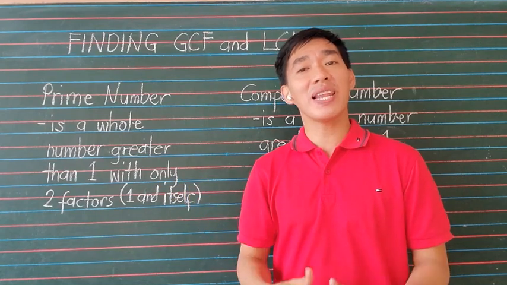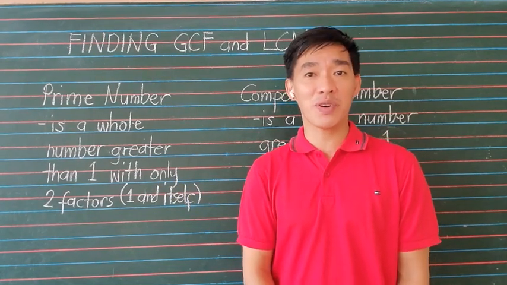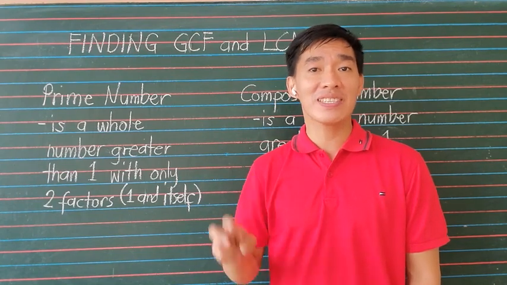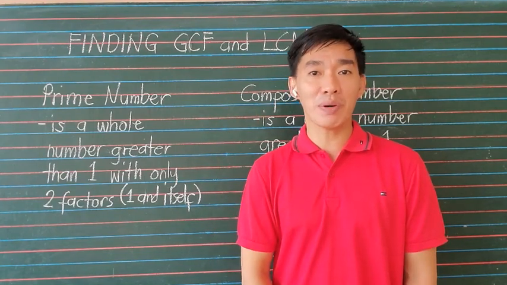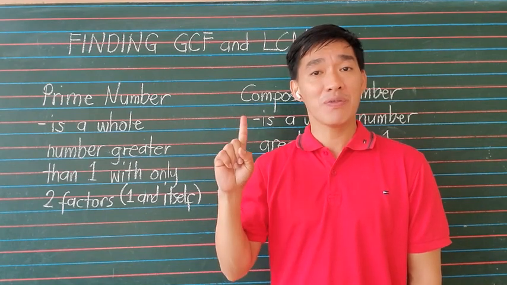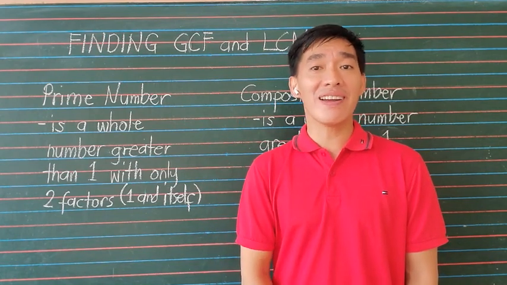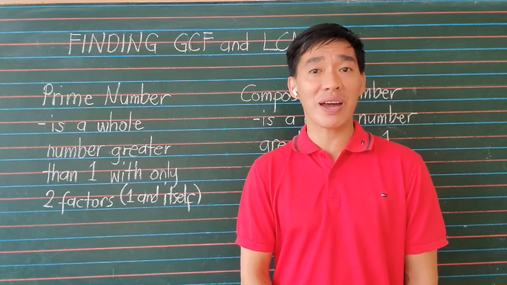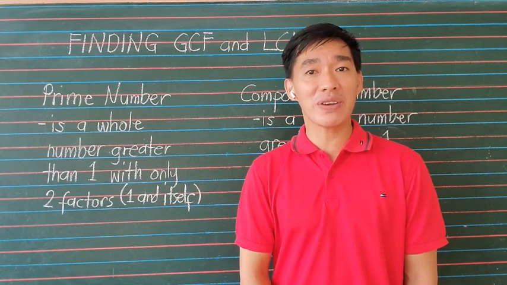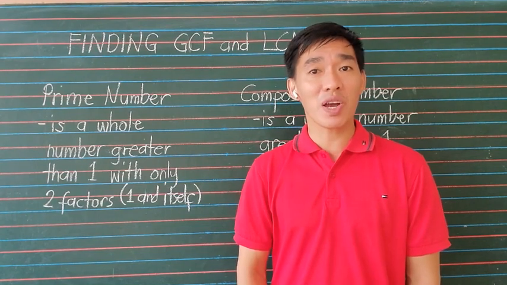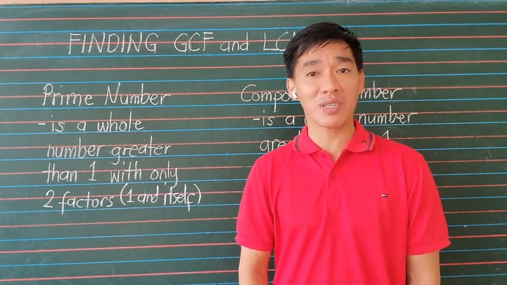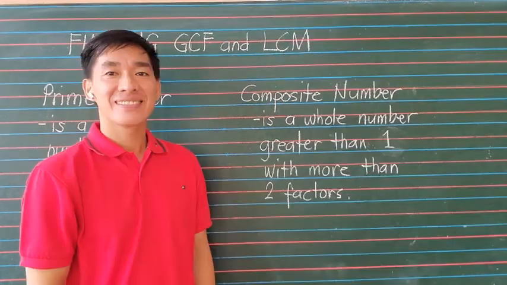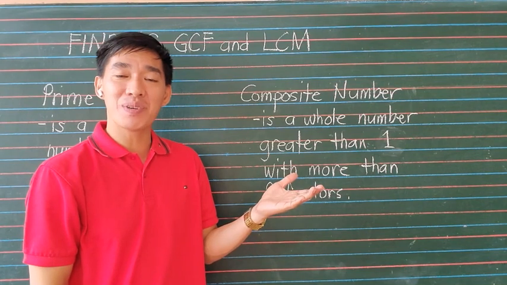Before we start our lesson for this week, I want you first to know the following. First, what do we mean by prime number? Second, what do we mean by composite number? Well, first, prime numbers are numbers which are greater than 1 and have only 2 factors. I would like to put emphasis that prime numbers are numbers which have only 2 factors, and those factors are 1 and itself.